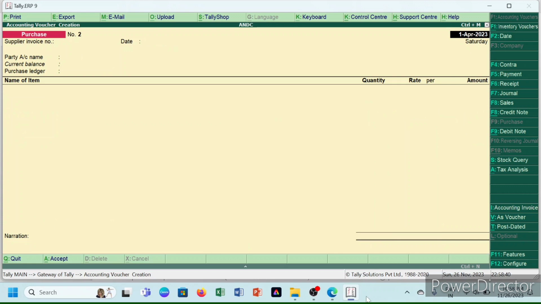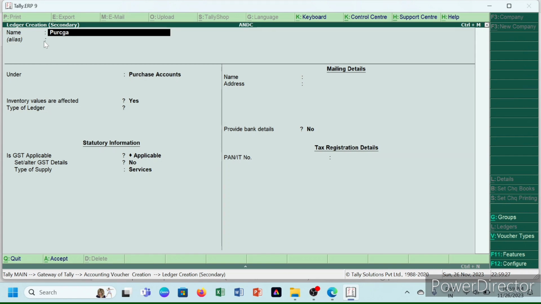Our next entry is purchase return to Rama. Return is a debit note. So we will go to debit note, Alt plus F9. The date is 1 June 22. Party name is Rama. We'll prepare the purchase ledger by pressing Alt plus C. Purchase return account. It will come under purchase account.